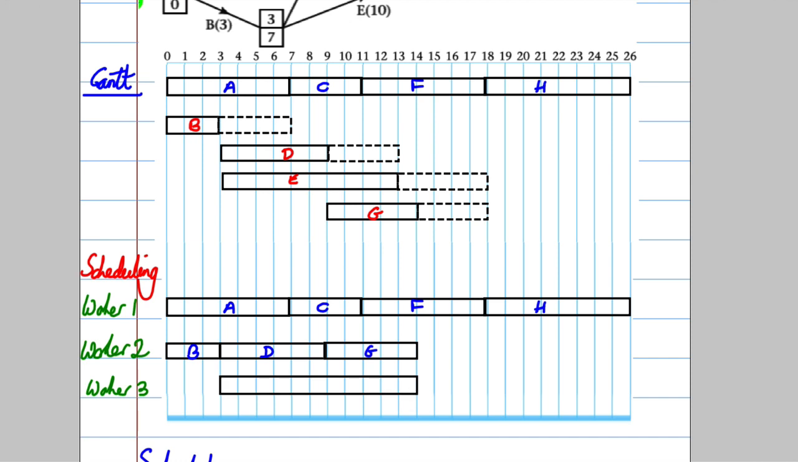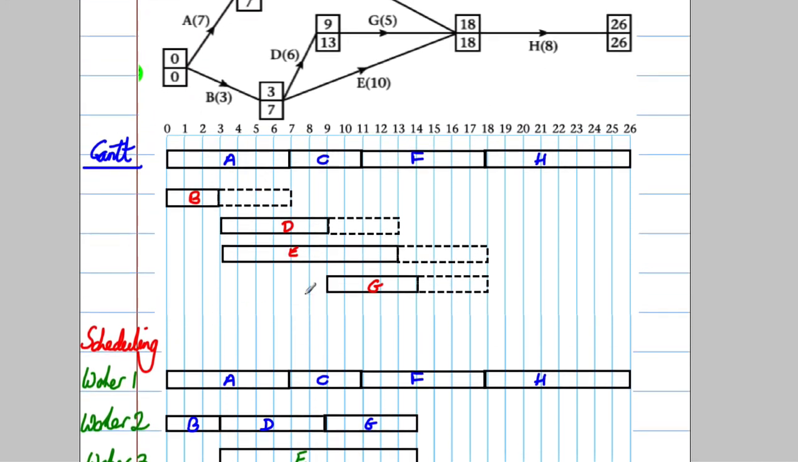And worker E can do that there. So worker 3 can do activity E. And that's our scheduling diagram. It's almost like we're compacting these together to try and make the least possible workers. Currently, if I had just left it like that, I need 1, 2, 3, 4, 5 workers. I've shoved them together so that I only need 3 workers.